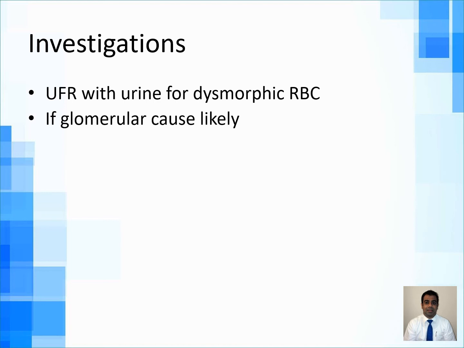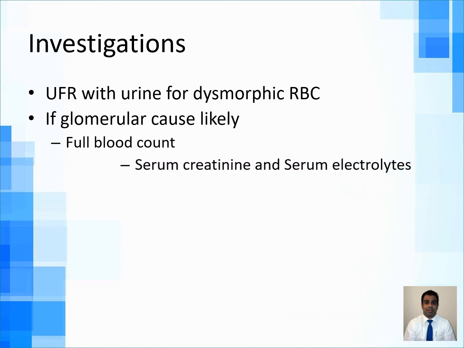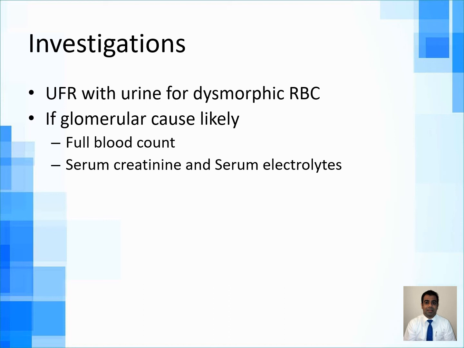So if a glomerular cause is likely, then these are the investigations you would do. You do a full blood count to look for other cell line involvement like thrombocytopenia and leukopenia in lupus, serum creatinine and serum electrolytes as renal function tests, and albumin and cholesterol to see whether there is a nephrotic mix picture. It is also helpful in a patient with nephritis as well.